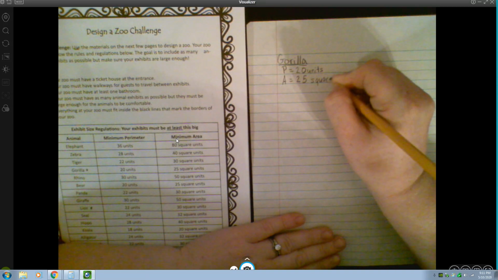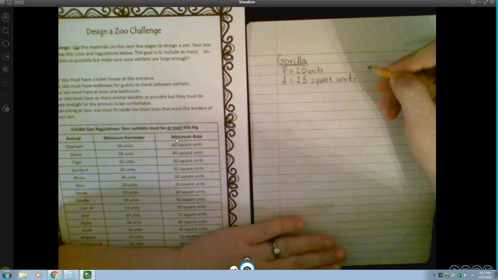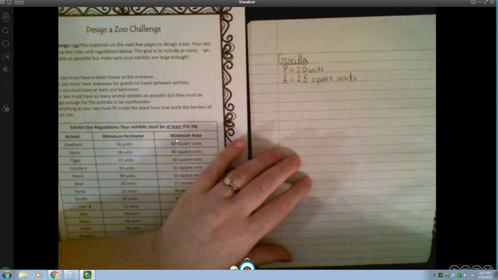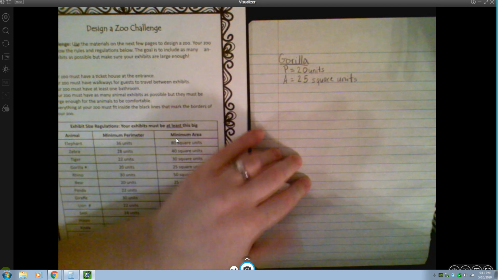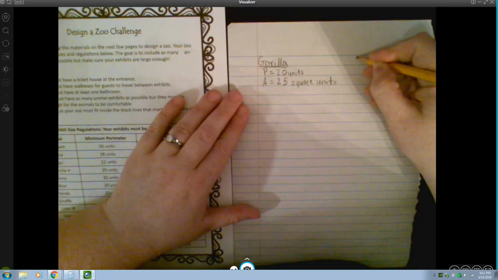25 square units. Again, you can go bigger than this if you want, but since we're trying to fit as many as possible, these are the two numbers I would stick with. The easiest way for me to get this, because they don't tell you how big the sides of your exhibits are going to be, is to draw a little picture of a rectangle as a visual aid for myself. I don't know what the lengths of these sides are going to be. I just know what the perimeter and the area are going to be.